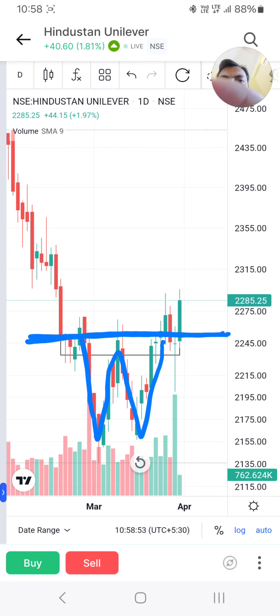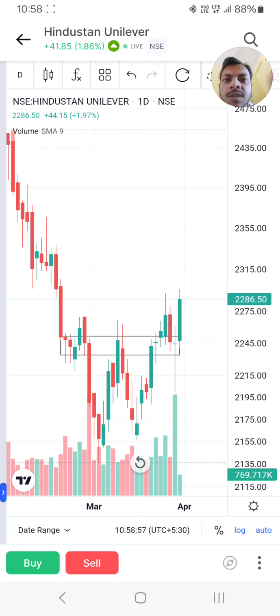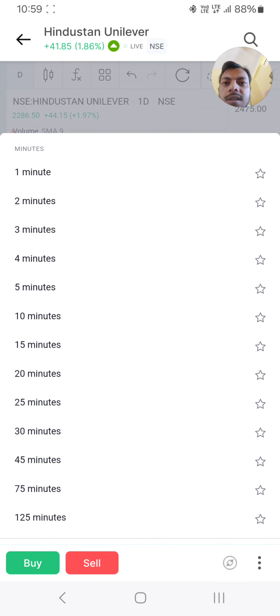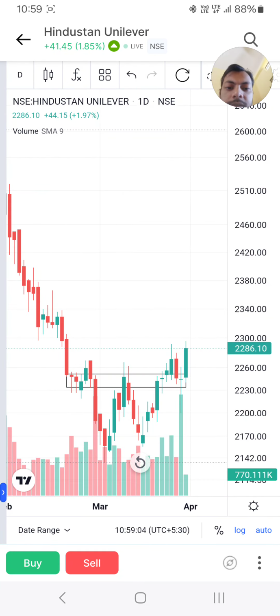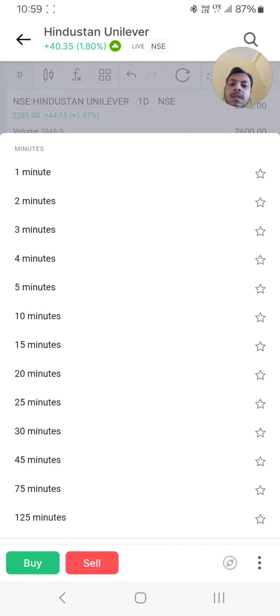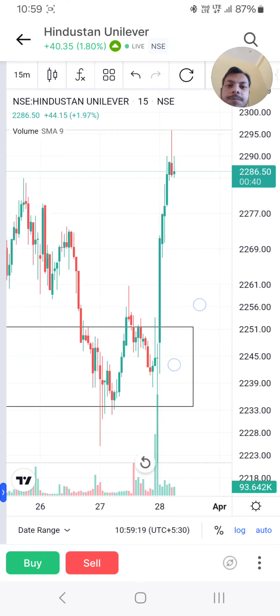So the neckline of the W comes out to be around 2040, that range. Recently at this level it has touched 2090. From there it fell and came near 2060 or somewhere. Let me move it to the 15-minute time frame, then it will be clear.